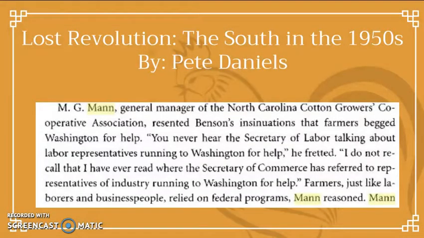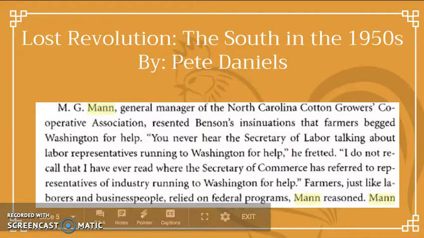The second source is very important to my research. It is the book Lost Revolution, The South in the 1950s by Pete Daniels. This book is an academic work that also uses historical research to prove what life was like during the 50s. This book directly talks about M.G. Mann and his conflicting views about the Secretary of Agriculture, Mr. Benson. This will allow me to prove how M.G. Mann was able to boost farmers' morale.